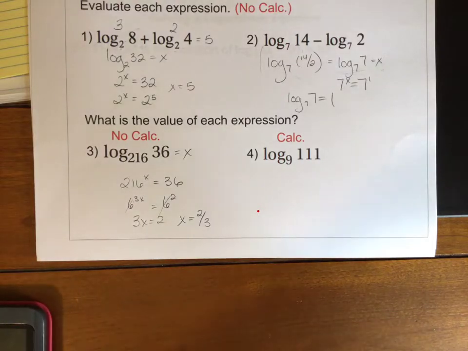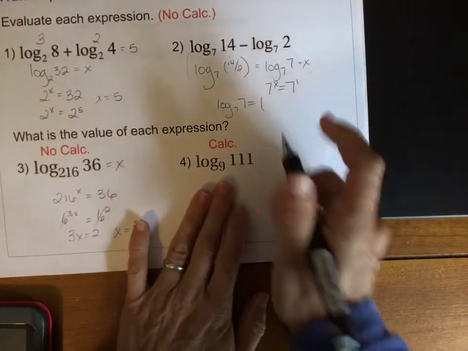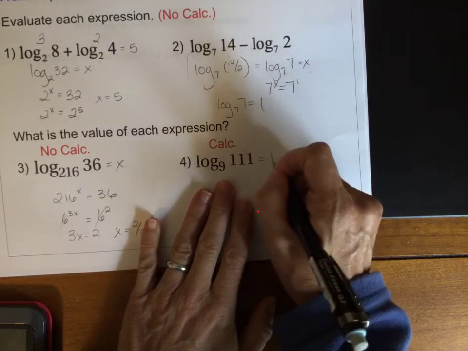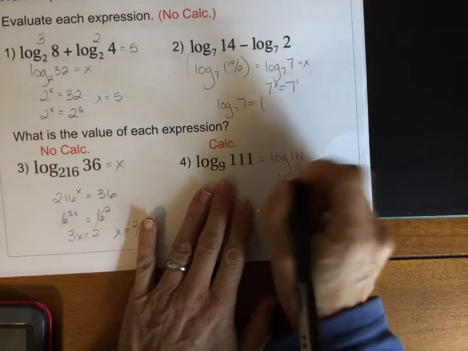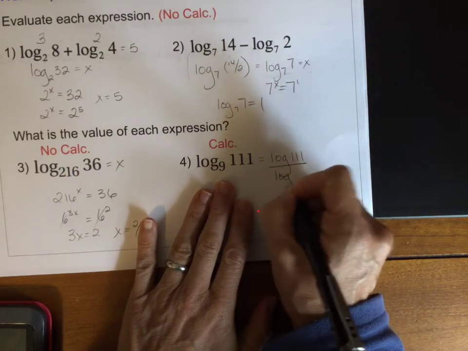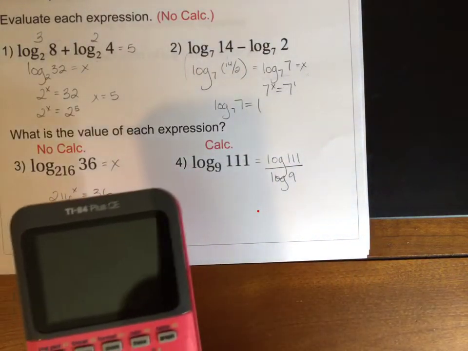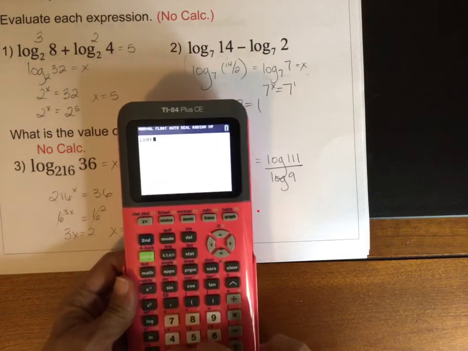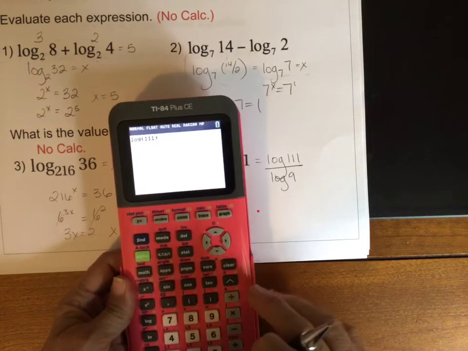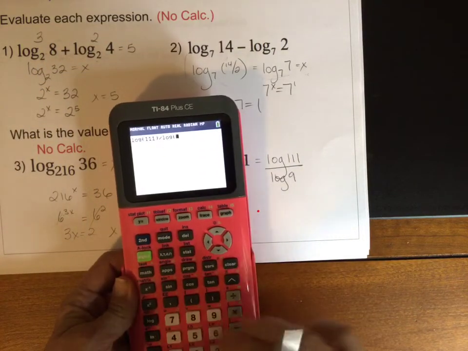All right. There are no bases in common between 111 and 9, so that is when we need to use a calculator. So I'm going to have, using my change of base formula, log of 111 divided by log of my base, which is 9. These are both log base 10, so now I can just stick it in my calculator. Log 111 divided by log of 9.